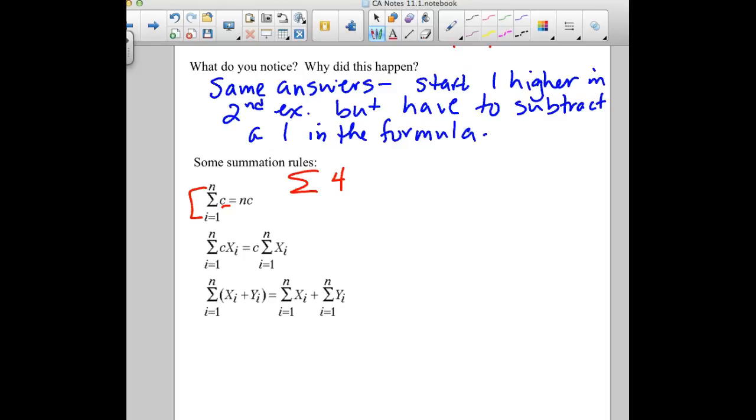Our second rule says if there is a constant times some formula for a term, we can sum the terms here and then just take that answer times the constant instead of multiplying the constant to every single one first. Okay? And then the last rule says if we are summing in our formula 2 separate expressions, we can sum each expression alone and then add those totals together. Okay?